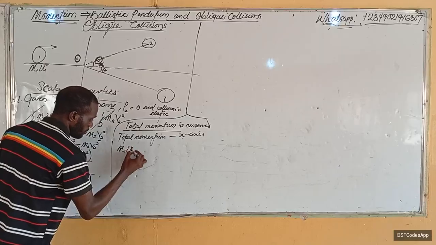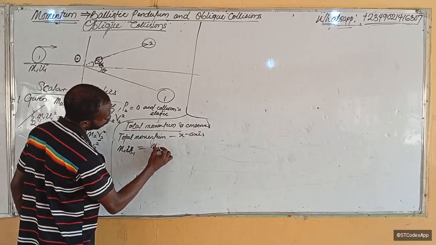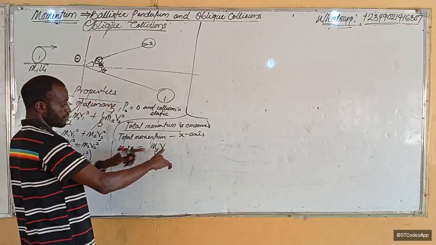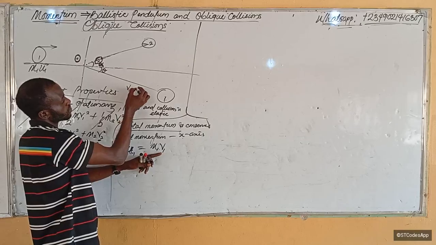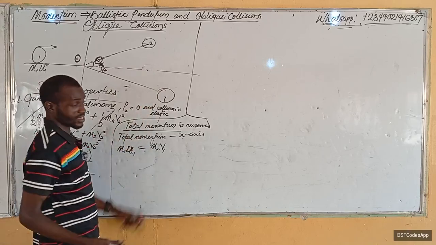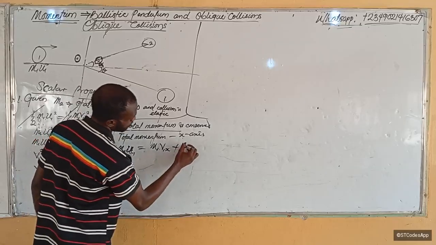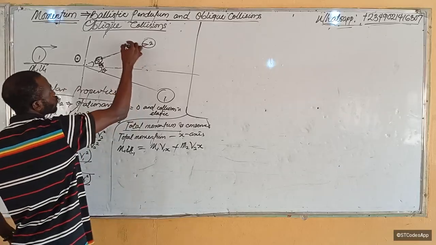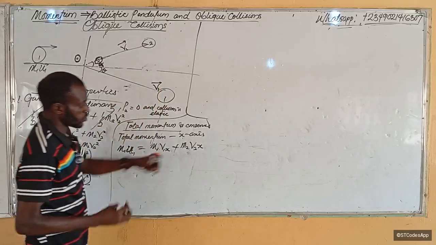Then m1u1 should be equal to m2v1v1. Now the new v will be v1 cos this theta, right? v1 will be what, on the x-axis? So v sub x, v1x. That's what we'll call it. Let's call it v1x, okay? Plus m2 v2x. Is that okay? We are resolving this velocity v2 to the x-axis, resolving this v1 to the x-axis. So we'll call it v2x, v1x.